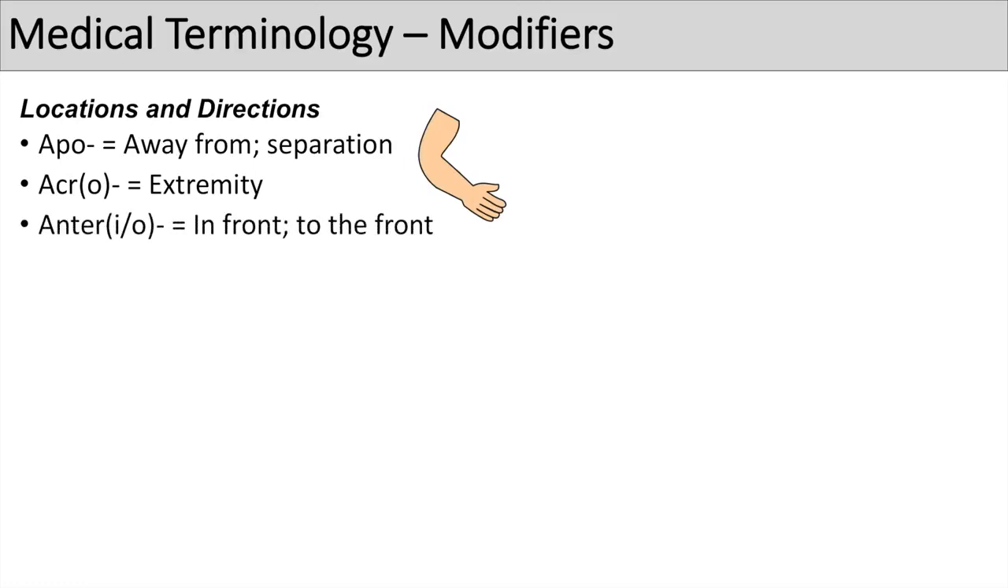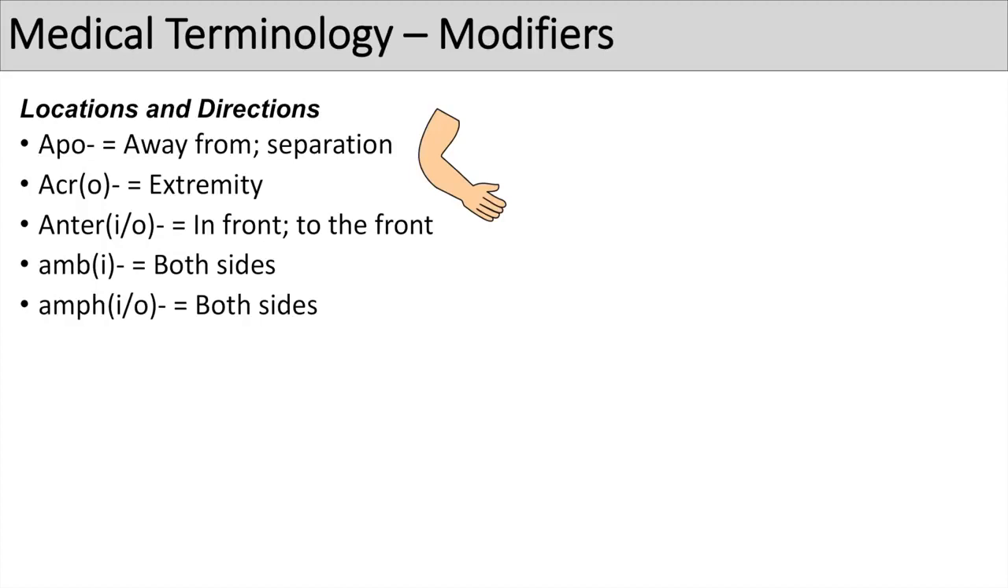The next prefix is anter or anterio. This simply means in front or to the front. So you can think of the word anterior. The next one is amb or ambi. This means both sides. So you can think of ambidextrous, so you're using both hands. The next one is amphi, or amphio. This also means both or both sides. You can think of amphibian or amphiphilic.